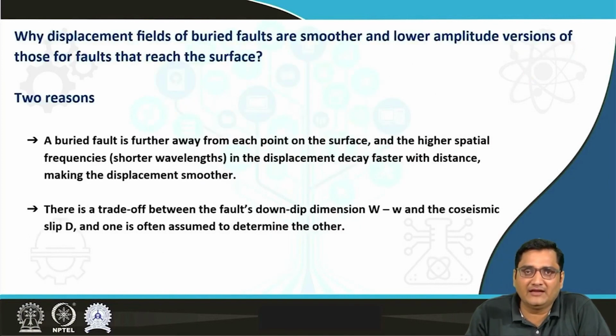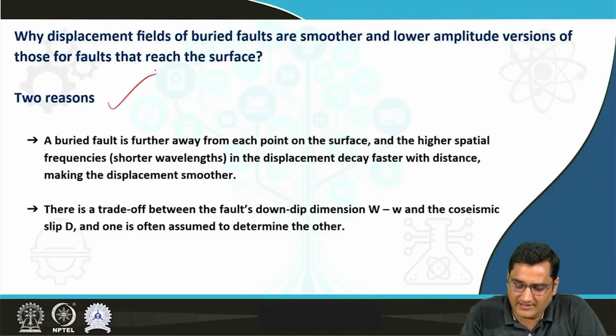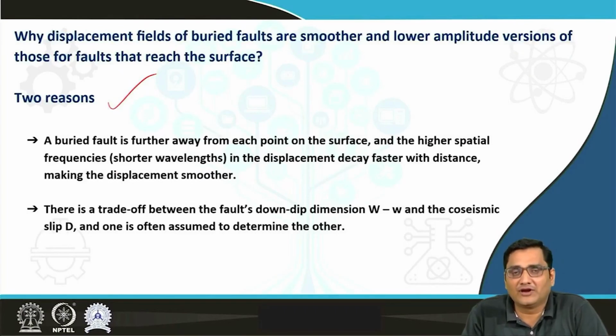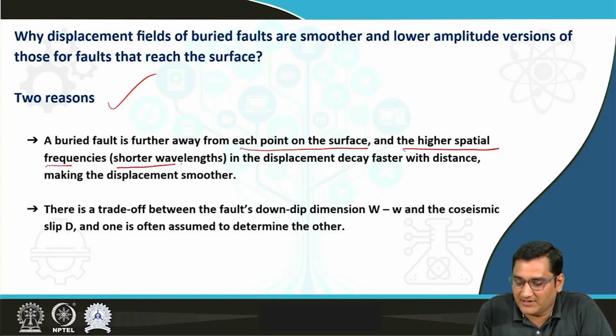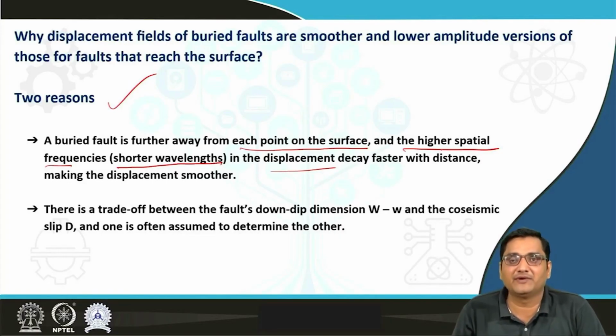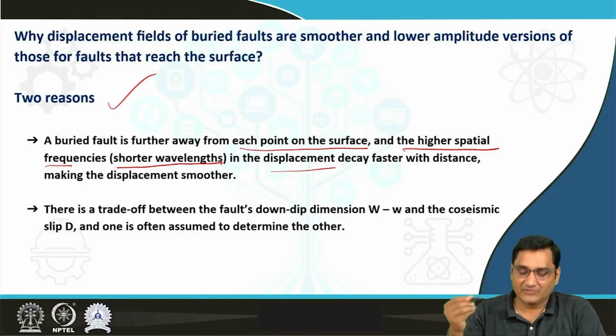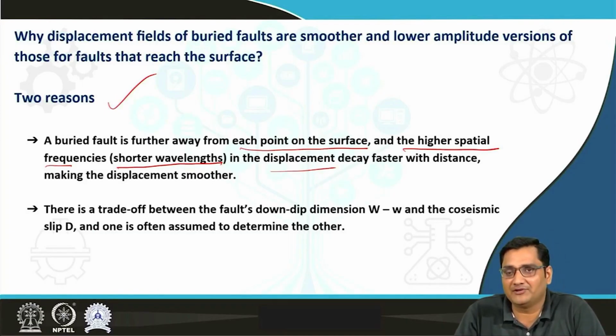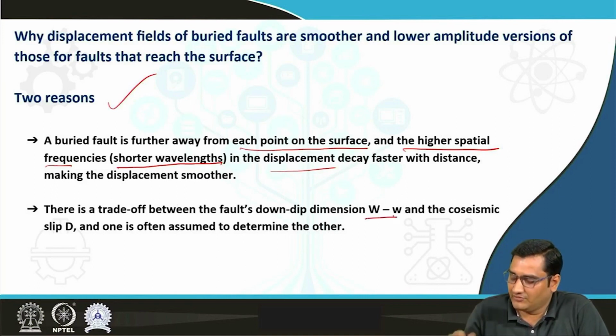This basically happens because of two reasons. One is, because we are talking about a buried fault, the buried fault is further away from each point on the surface, and the higher spatial frequencies, or you can say the shorter wavelengths in the displacement, decay faster with distance, making the displacement smoother. This is the first reason. The second reason is there is a trade-off between the fault's down dip dimension, that is capital W, and the coseismic slip capital D, and one is often assumed to determine the other.